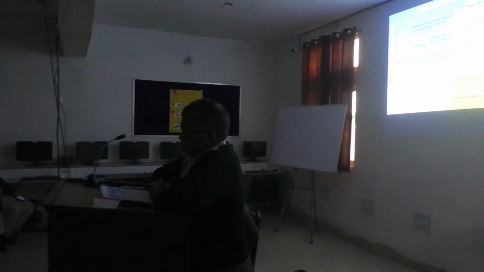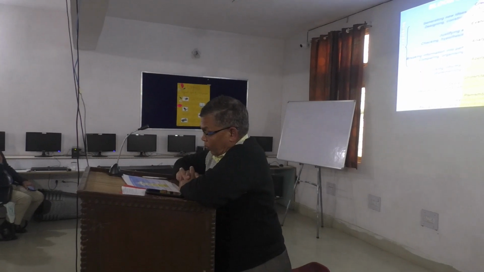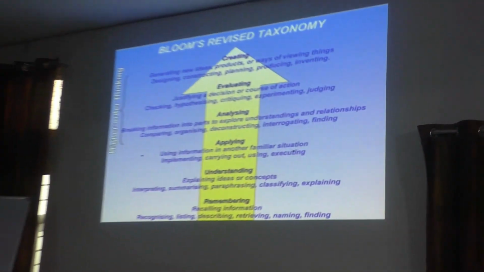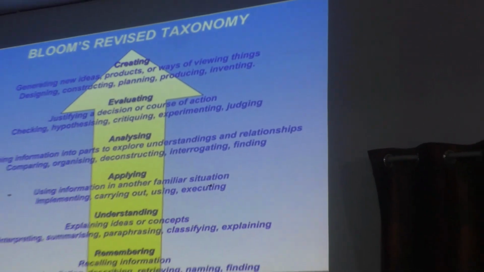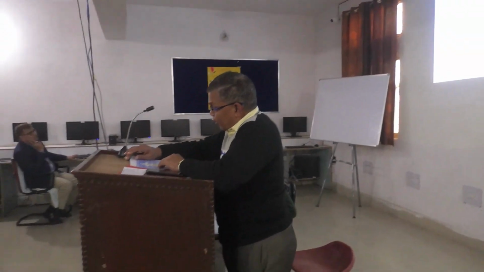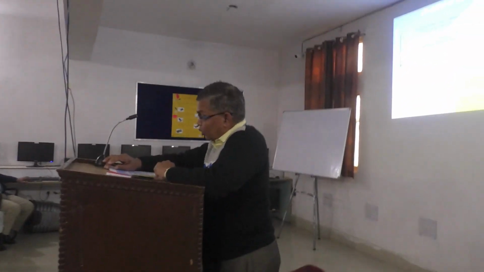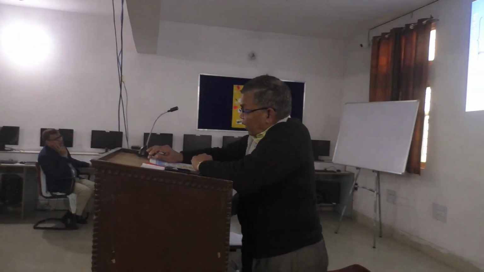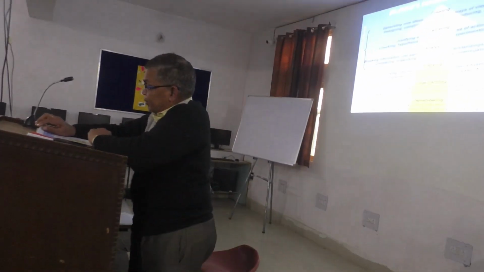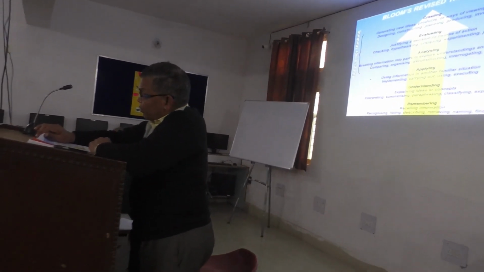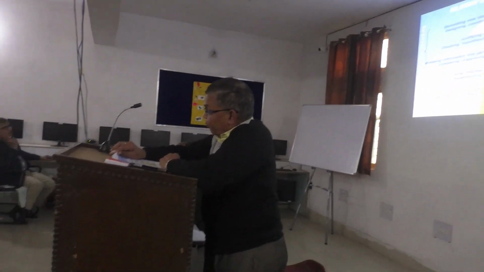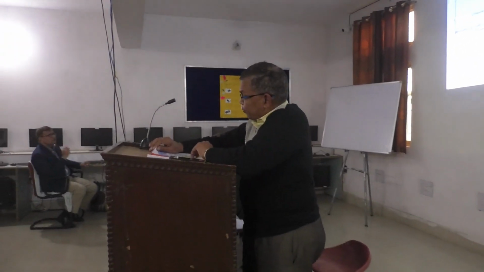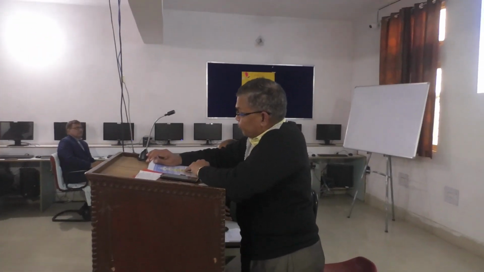Bloom's revised taxonomy. In the remembering level, recalling information, recognizing, listing, describing, retrieving, naming and finding. To its upper level, that is understanding. In this level, explaining ideas or concepts, interpreting, summarizing, paraphrasing, classifying and explaining.